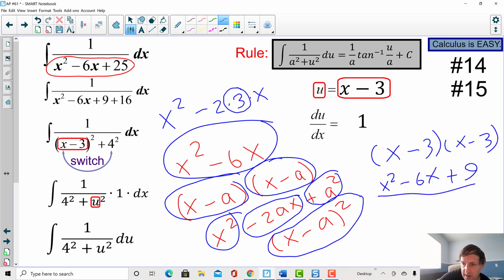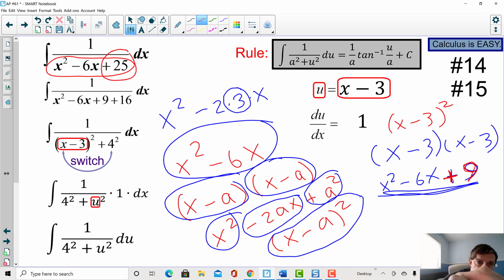So to get a perfect square, we would need a plus 9. So we need a plus 9 to create the perfect square of x minus 3 squared. We have a plus 25. So we can either do plus 9 minus 9, or we can break up the 25 into plus 9 and plus 16. So that means this becomes a perfect square. It's going to be x minus 3 squared. The other piece is 16.